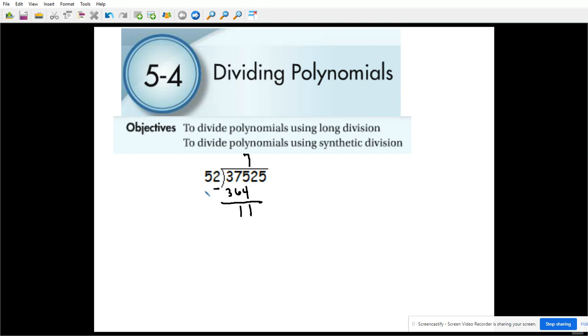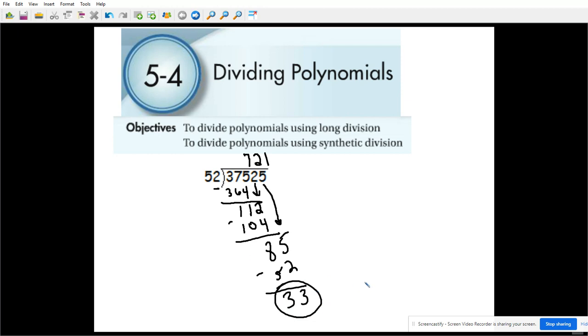Okay, so I ask myself, and this shouldn't be able to, but can 52 go into 11? No. So then I drop the next number, which would be the 2, and I ask myself, how many times can 52 go into 112 without going over? And that answer is 2. 2 times 52 is 104. I subtract, and I get 8. I drop the next number, which is 5. How many times can 52 go into 85? And that's once. 1 times 52 is 52. I subtract. I get 33.